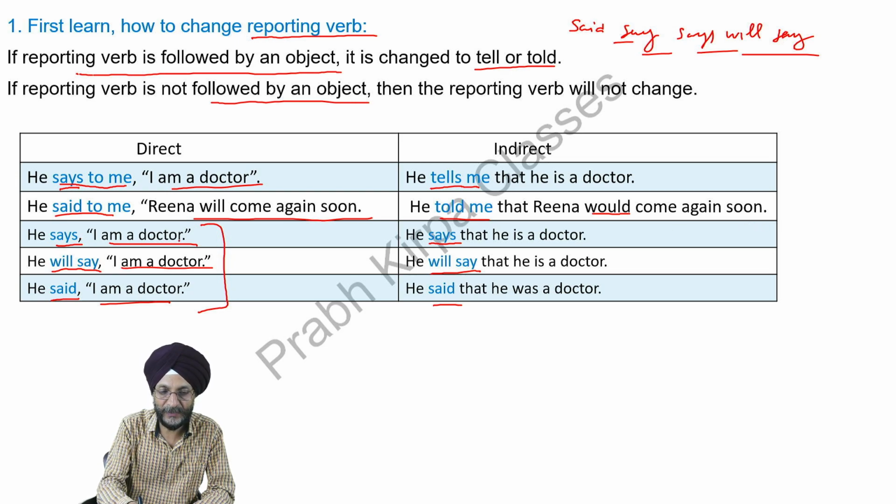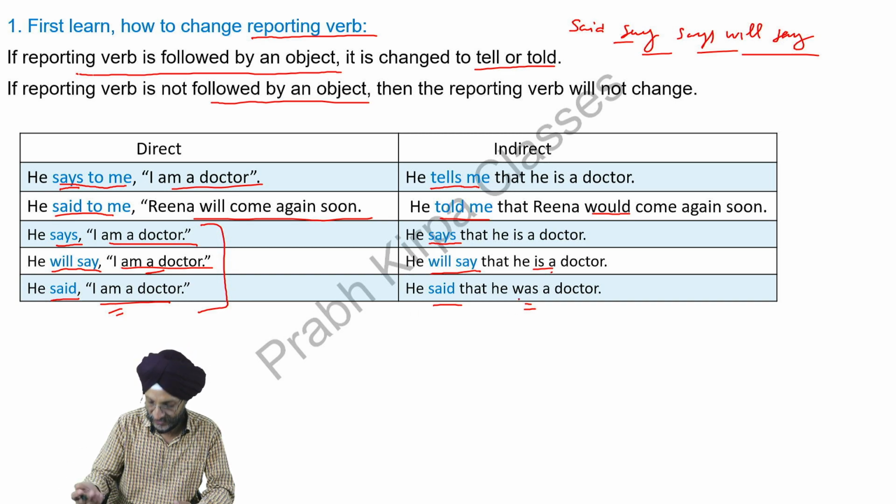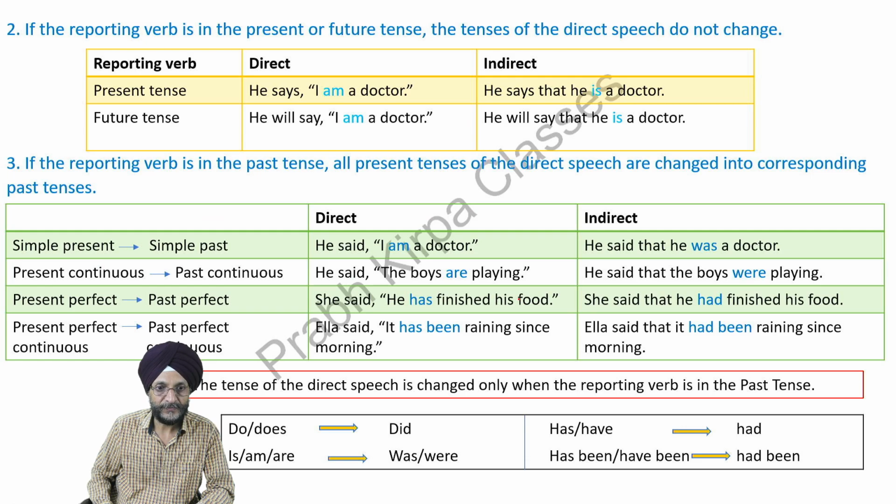He says, "I am a doctor." He says that he is a doctor. He will say, "I am a doctor." He will say that he is a doctor. He said, "I am a doctor." He said that he was a doctor. Why has no change been made in the tense here? Here you will see am has been changed to was. Sometimes am is changed to is, sometimes to was. Why does it happen? We will see it in the next.